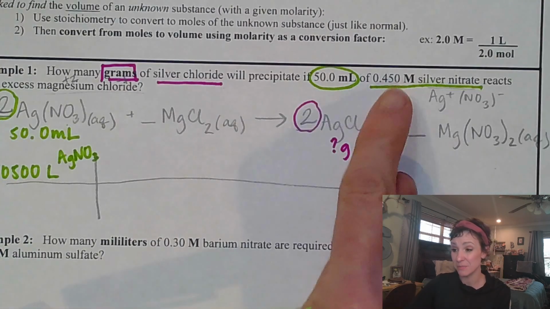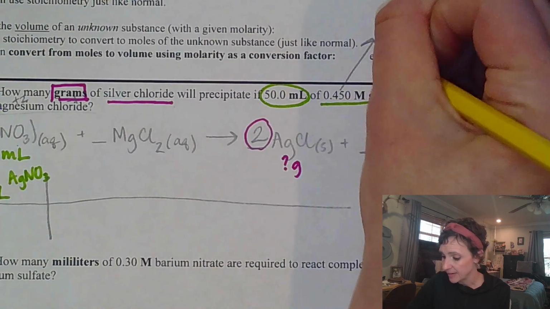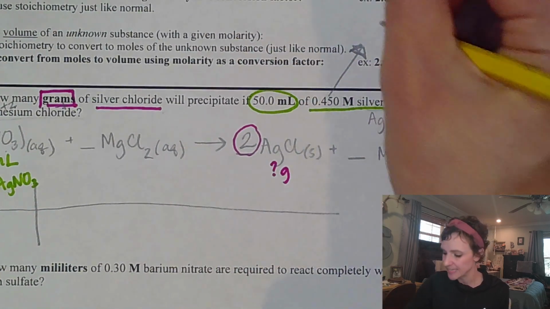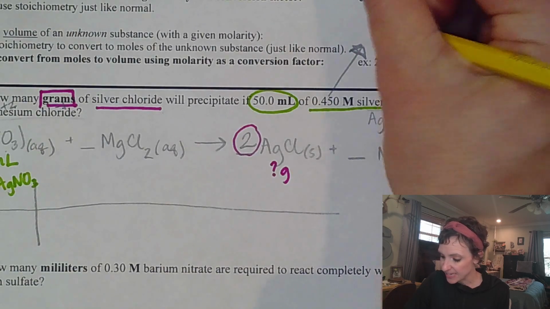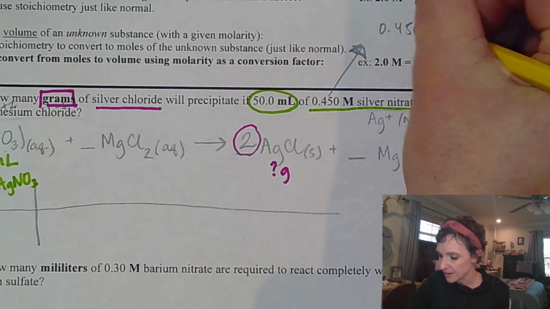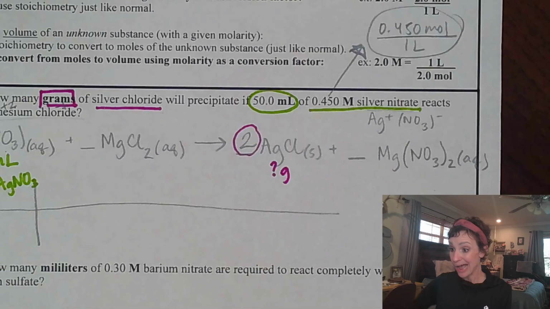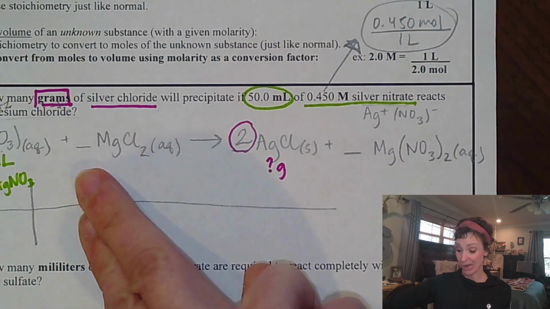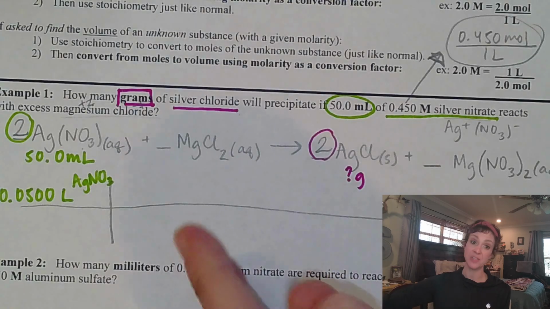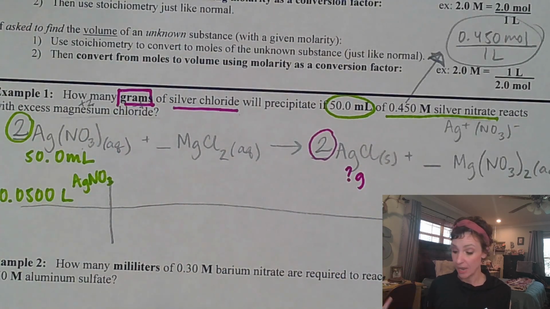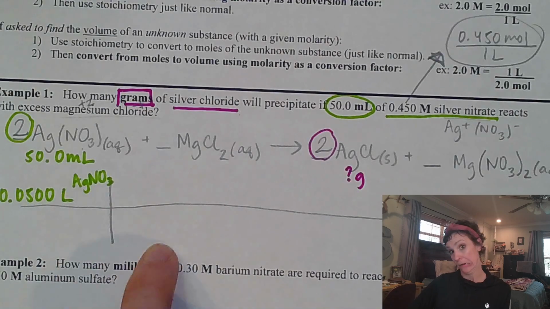You're like, great, now what do I do? They've given me the molarity for a reason. This molarity states that there is 0.450 moles in every 1 liter of silver nitrate. I'm going to use that down here. The way I'm going to orient that depends on my ability to cancel off units on top and on bottom. I have liters here. I need liters down here.